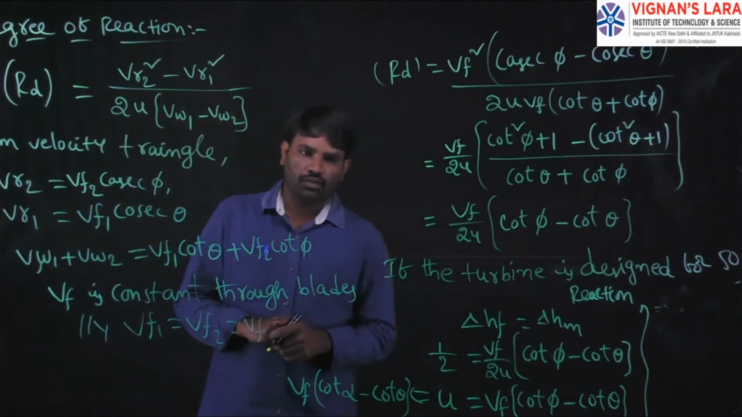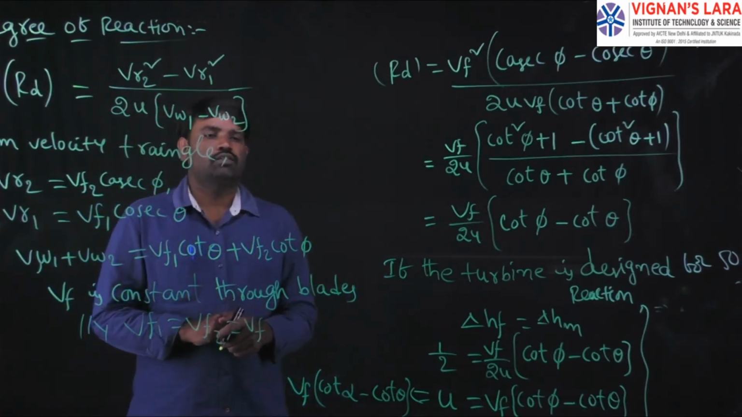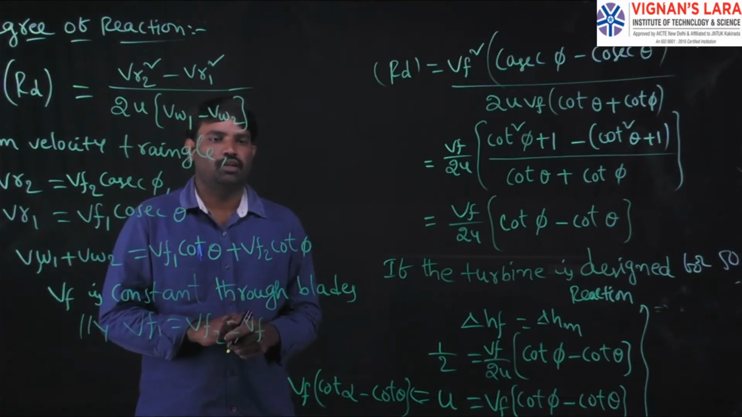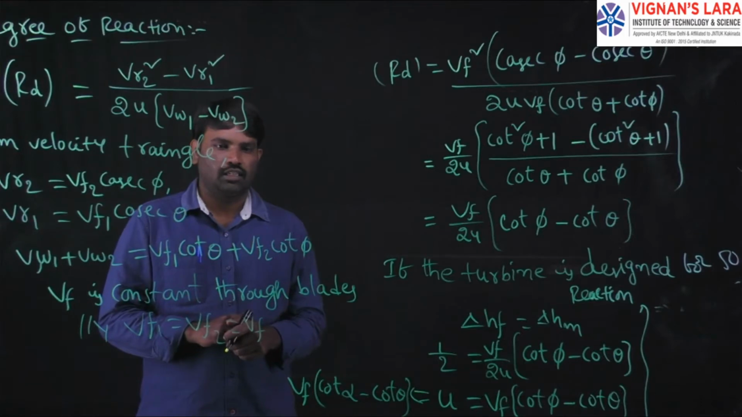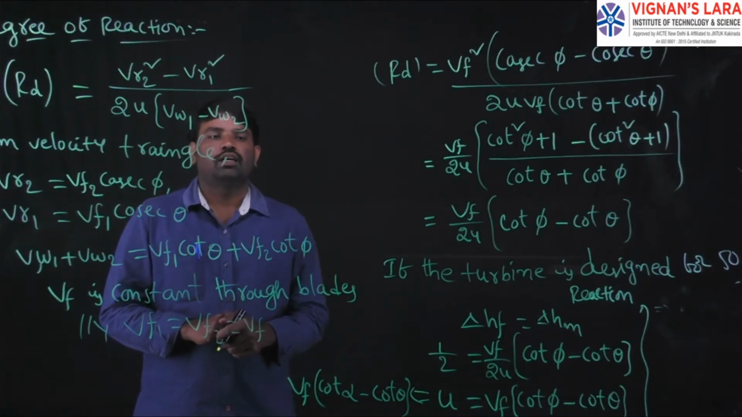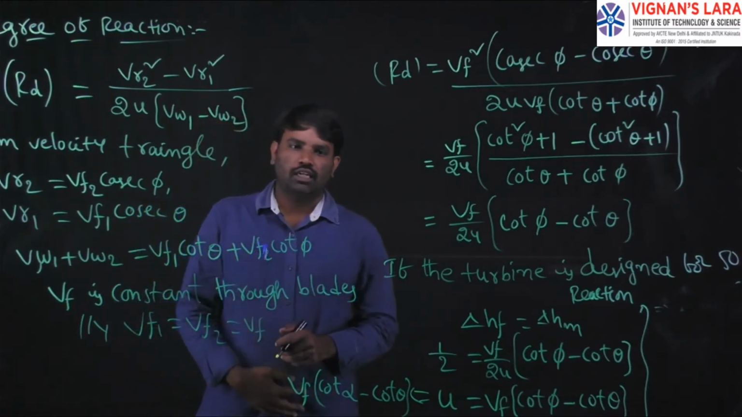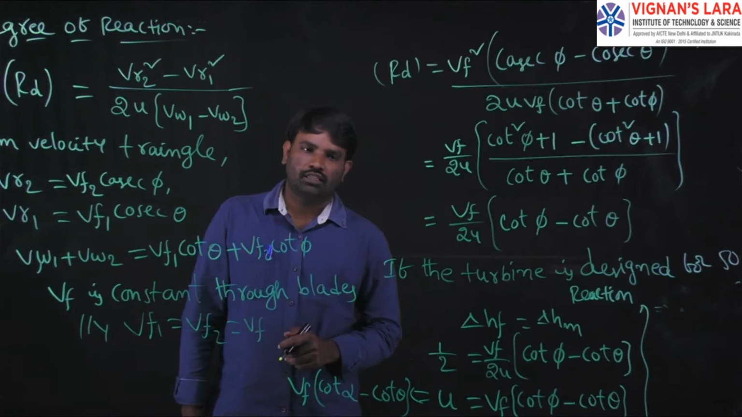And in case of work done, the work done is equal to the heat drop in a stage. U into (Vw1 plus Vw2) will give us the work done in a stage. That is equal to the total heat drop in a stage of the reaction turbine. We have already seen the velocity triangle for the reaction turbine.